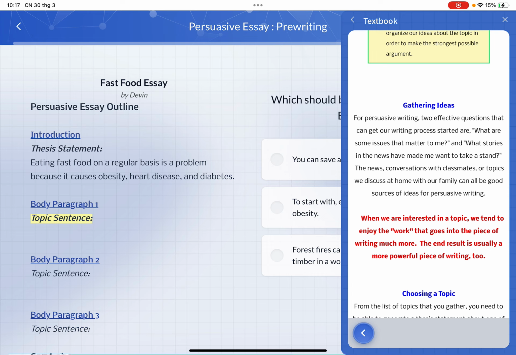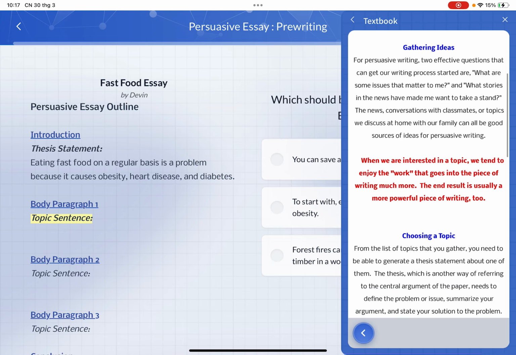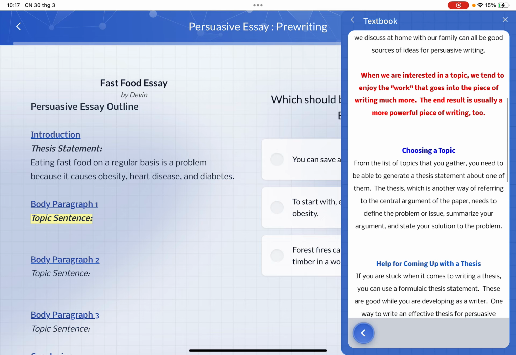The news, conversations with classmates, or topics we discuss at home with our family can all be good sources of ideas for persuasive writing. So when we are interested in a topic, we tend to enjoy the work that goes into the piece of writing much more. And then the end result is usually a more powerful piece of writing too.